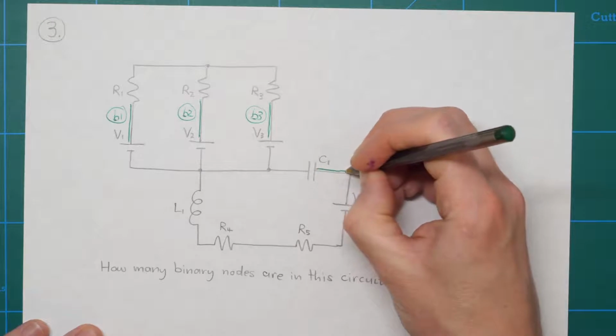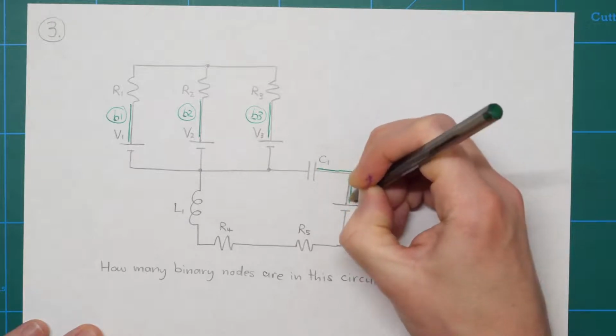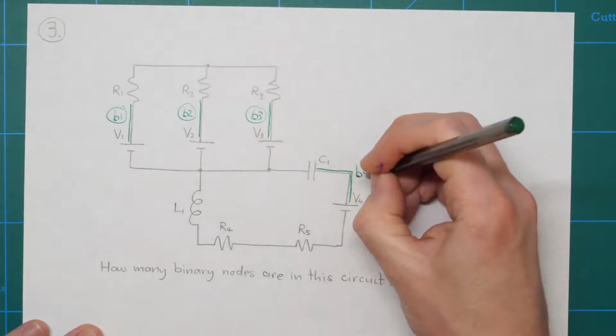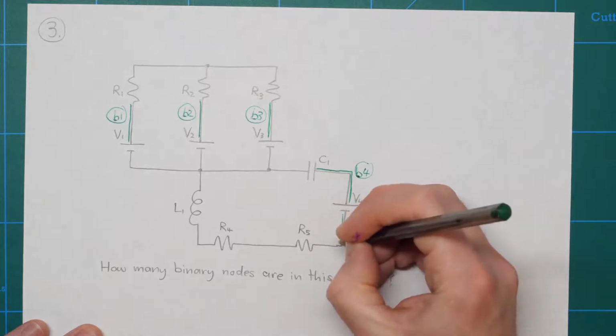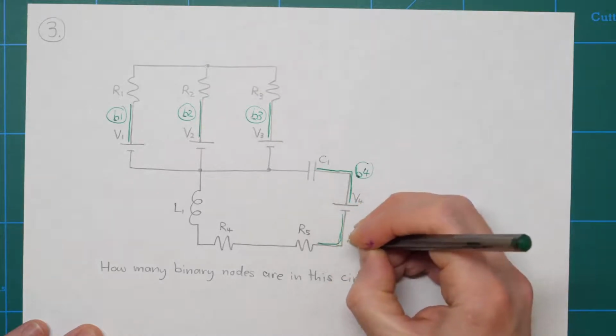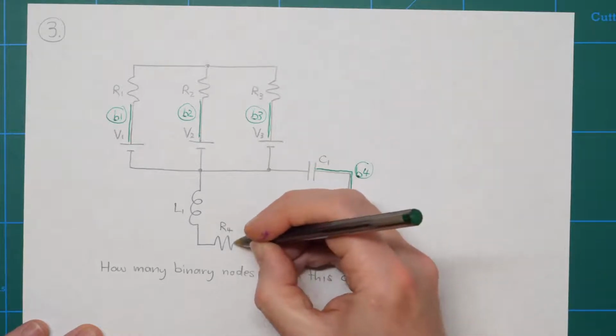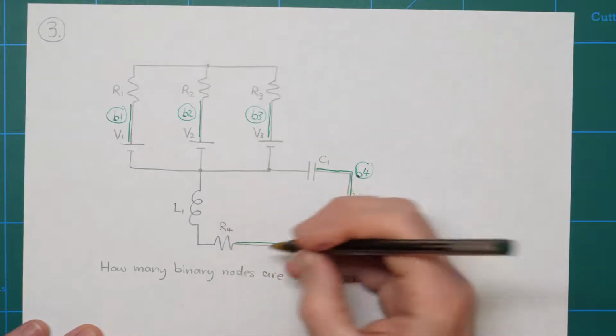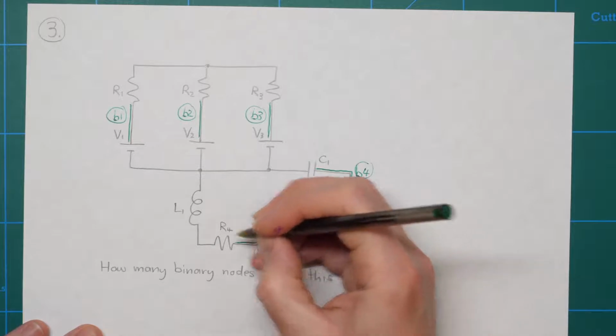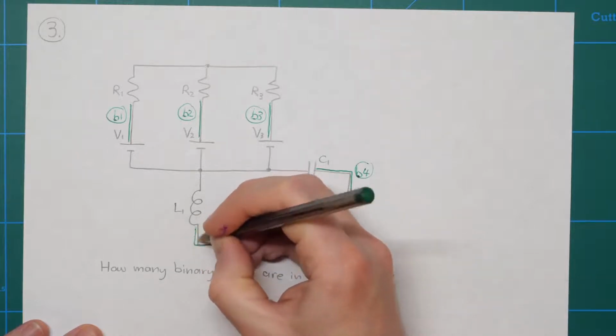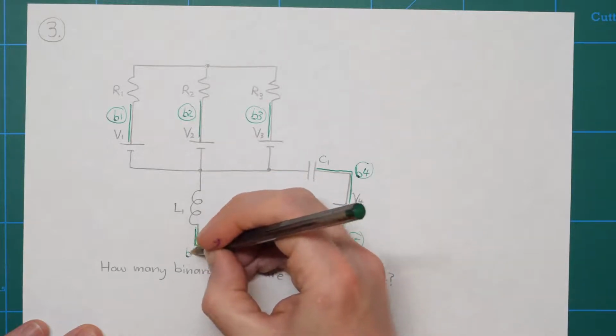Over here, call that B4, one here, B5, one here, which I'm going to call B6, and one here, which I'm going to call B7.